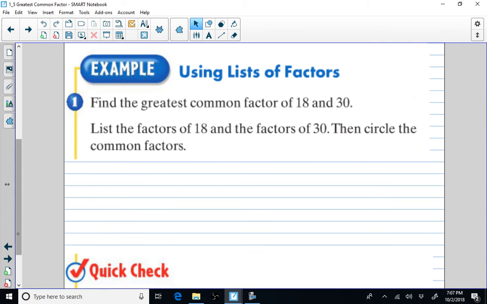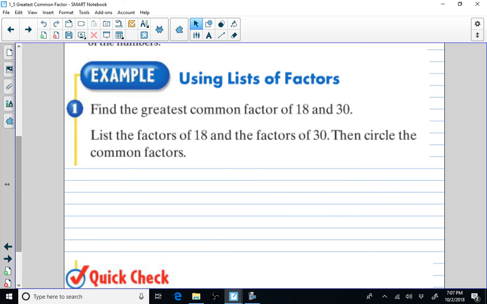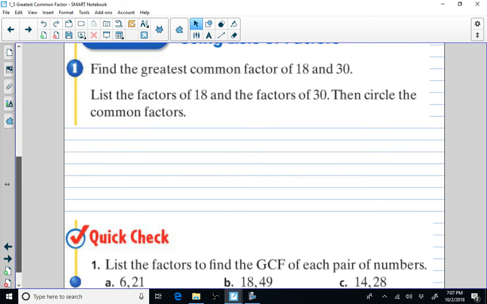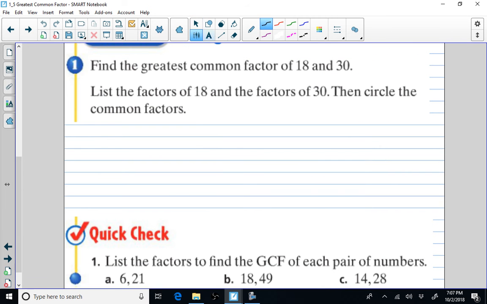So let's take a look at this example. We'll do 18 and 30 and find the greatest common factor of 18 and 30. First, we list our factors of 18. And when I list factors, I always like to start with factor pairs. So we have 1 times 18 is 18. We have 2 times 9 is 18. We have 3 times 6 is 18.